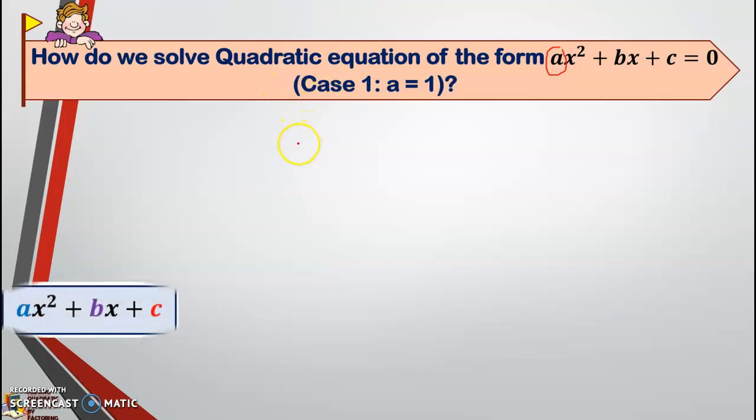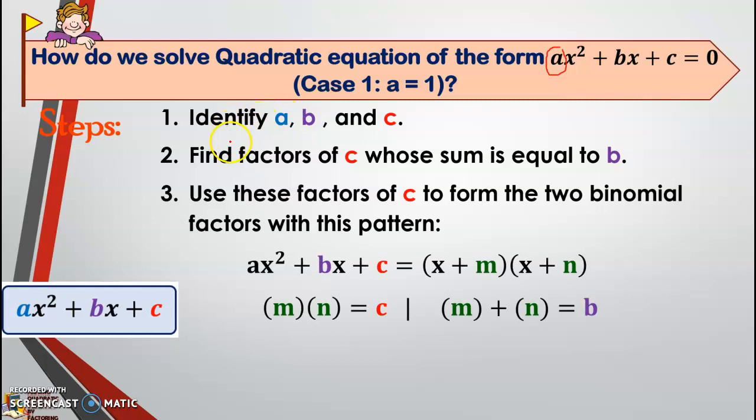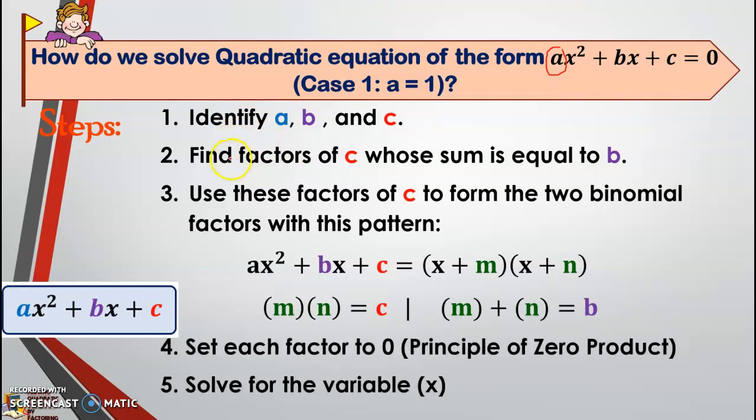Here are the steps in solving a complete quadratic equation, case 1, where a is equal to 1. First, identify the a, b, and c. Find the factors of c whose sum is equal to b. Use these factors of c to form the binomials. Then set each factor to 0, using the principle of zero product, and solve for the variable x. Then, I always forget the checking. Number 6, checking. Big check there.